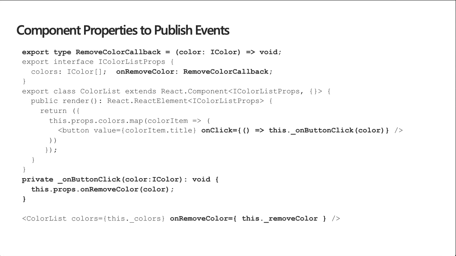I can also use those properties to publish events. So here I'm creating a new type called RemoveColorCallback, and that's going to pass a single parameter when it's raised, a color object. Here I've then gone into my interface, IColorListProps, and created a new property called onRemoveColor that's of the type of that callback that I just defined. So here you can see that now I've changed my component to have buttons. It's going to list out all the different colors. But when I click the button, I want it to raise an event on my component called onButtonClick and pass in the current color that I'm on.